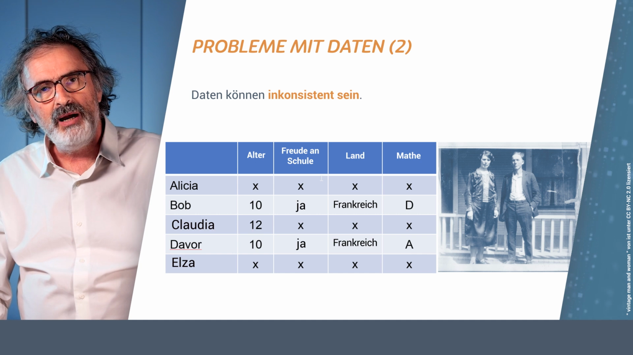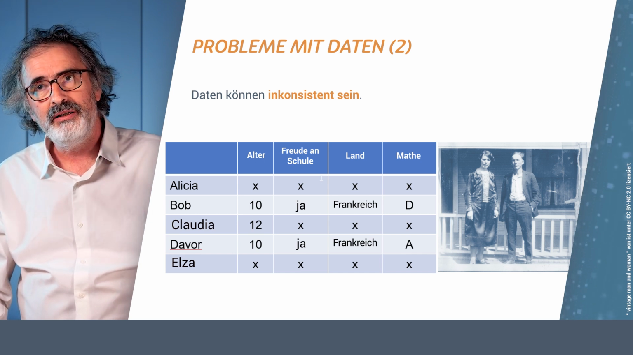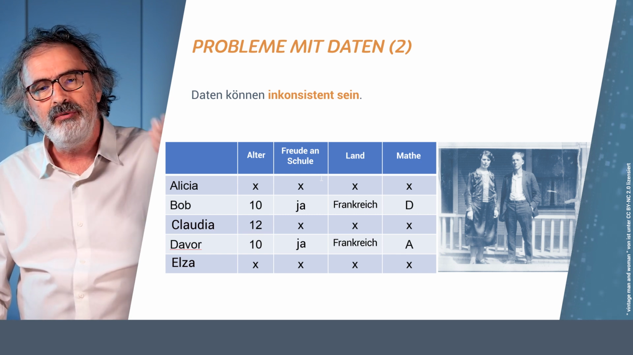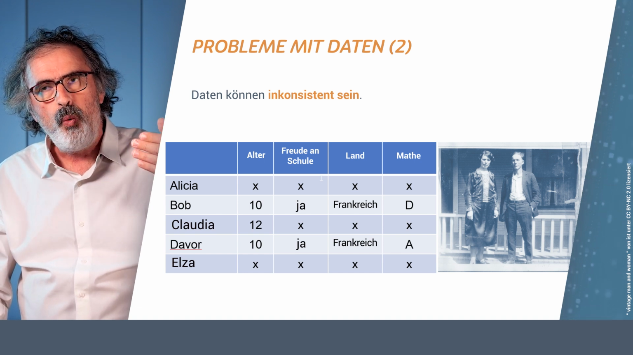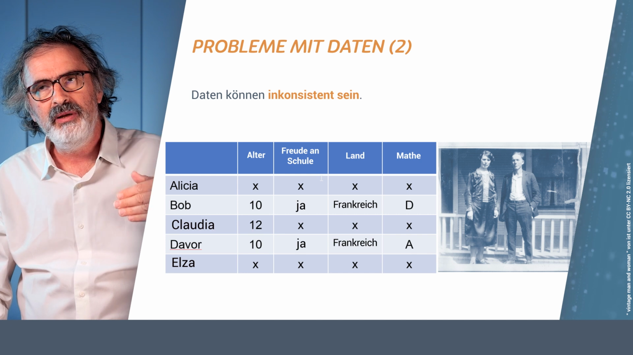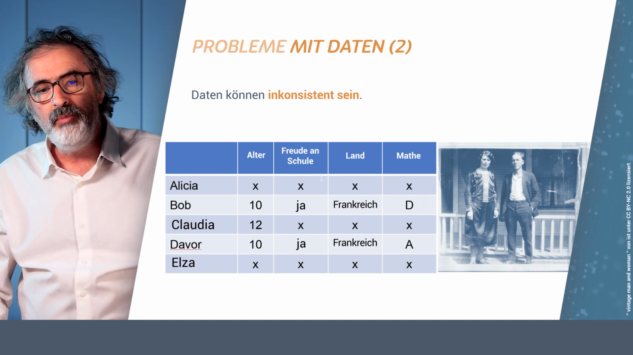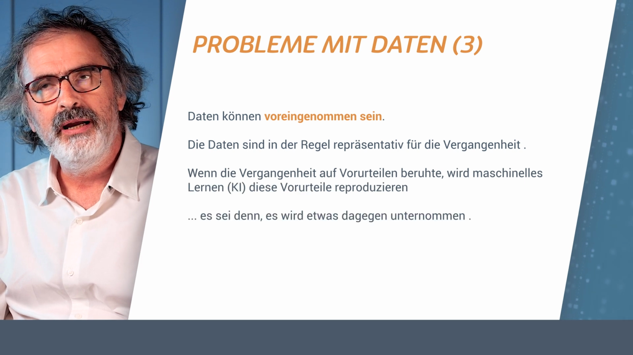And solving it by just removing both Bob and Davor doesn't work. So there's a second lesson to be learned, apart from the word inconsistent, with this example. It is that whatever system we learn from here, it will necessarily make mistakes, either on Bob or on Davor. A key word associated with data is the word biased.